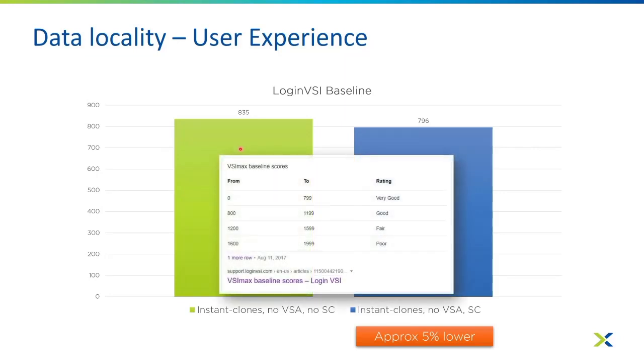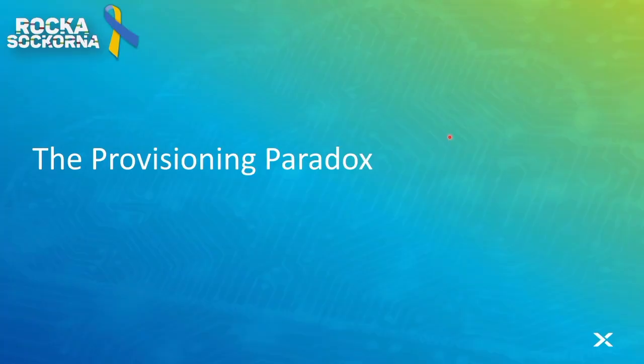What this means in terms of numbers, in terms of the Logon VSI description, is we're talking about a good solution, so without shadow clones, comparing that to a very good solution. I know it's only a word, but there are big differences, especially when it comes to scaling out that architecture.